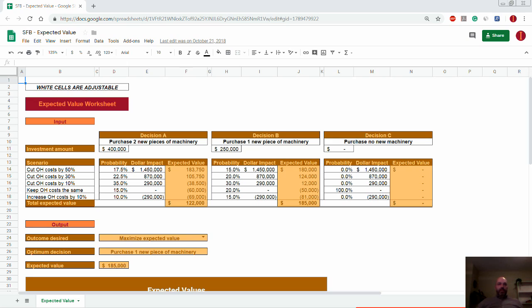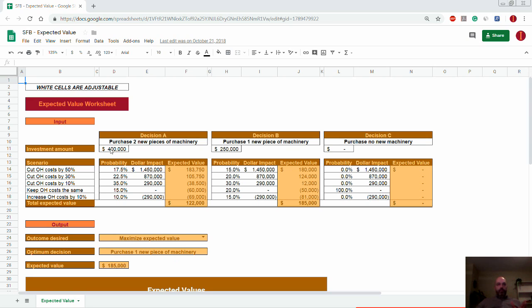And there are three things that are looked at when doing expected value analysis, and that's the probability, the dollar impact, and the initial investment amount. Those are really just the three variables, more or less, and like I said, it's pretty simple, pretty straightforward.